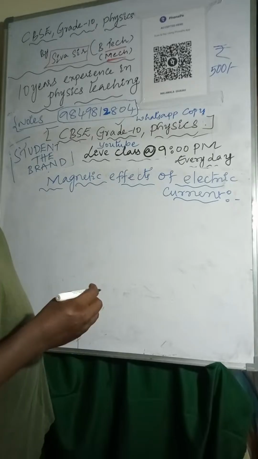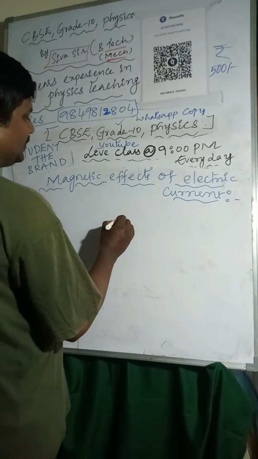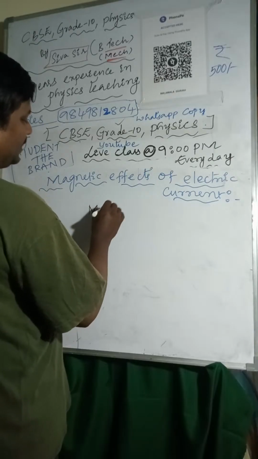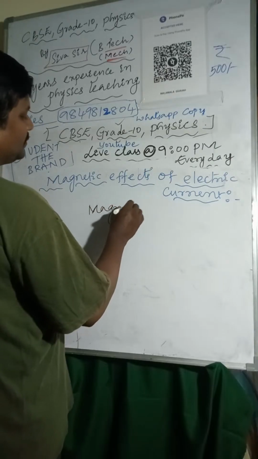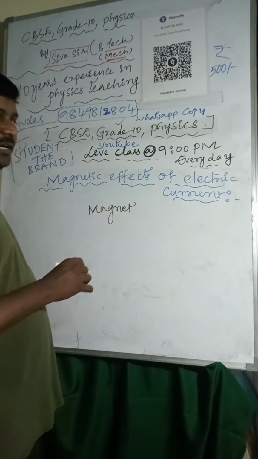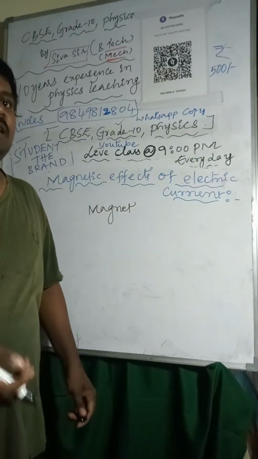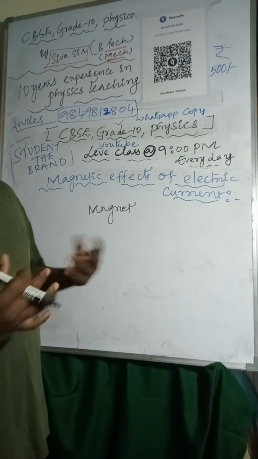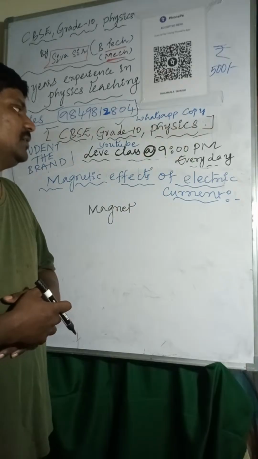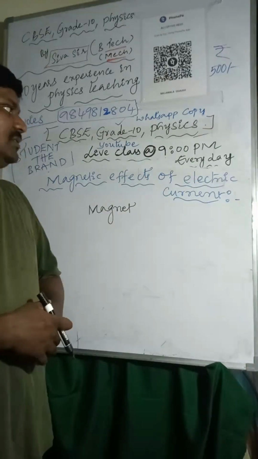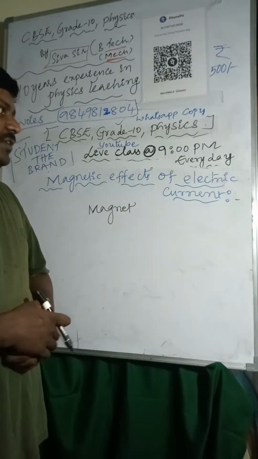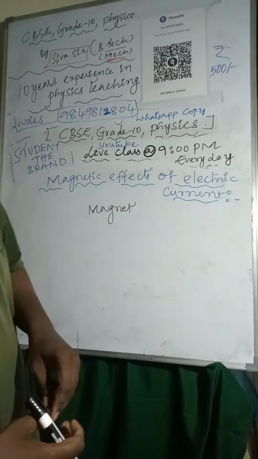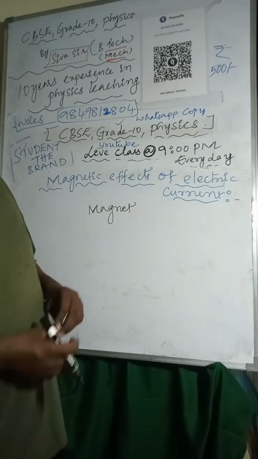If I consider this a magnet, what is a magnet? The substance which attracts magnetic material is called a magnet. It will attract different objects made of magnetic materials. First of all, we need to understand what a magnet is and its magnetic nature.